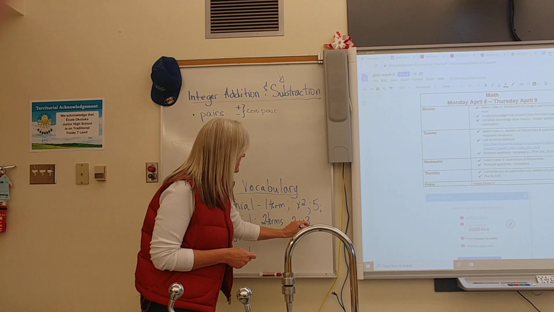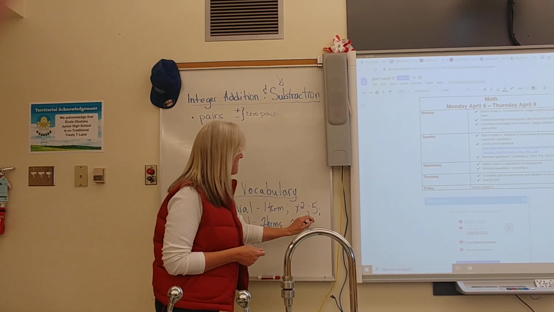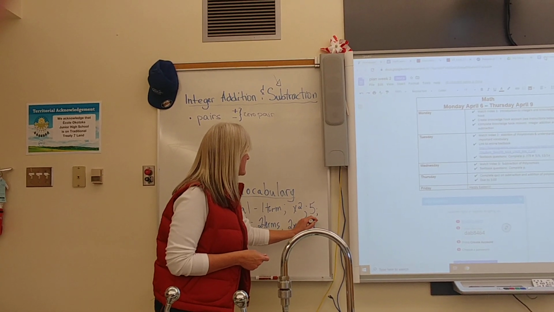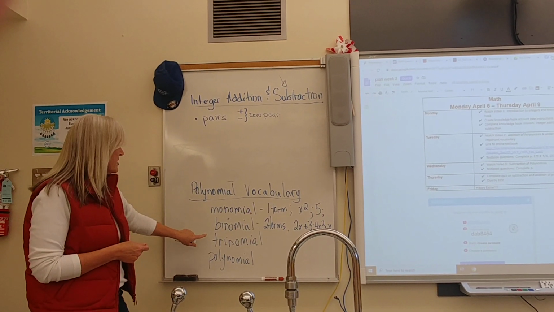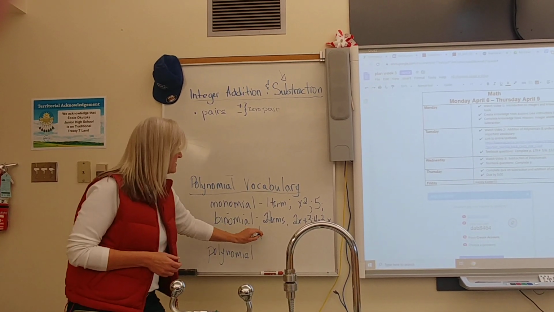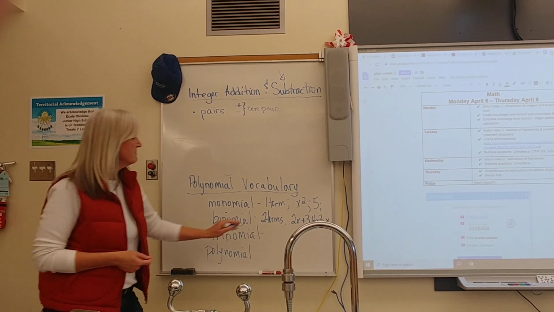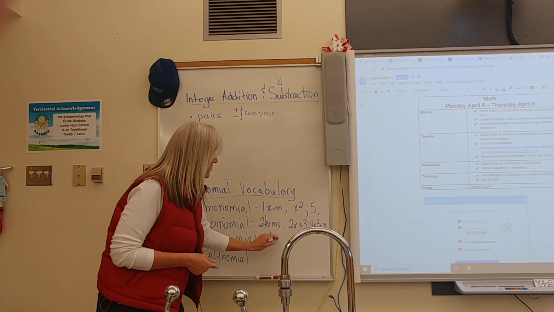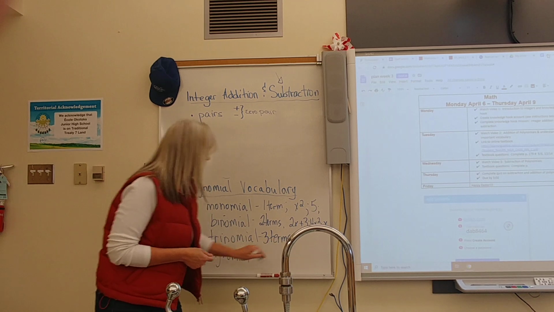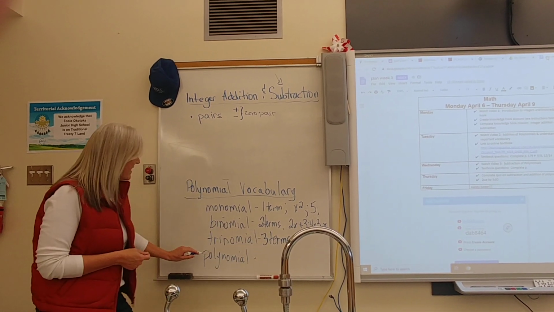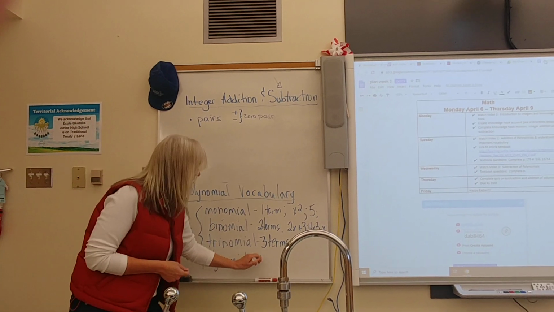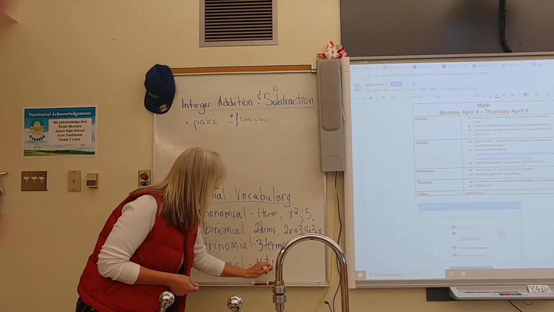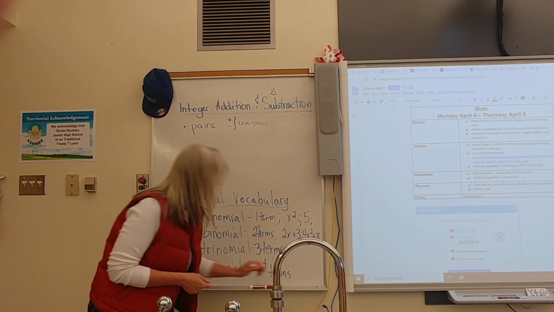2x plus 3, or 4x squared plus x. Two terms. Trinomial, bet you have a guess. Get that guess in your head. It's 3 terms. And polynomial can be used to describe all of these, or we can think of it as something that has 4 or more terms.